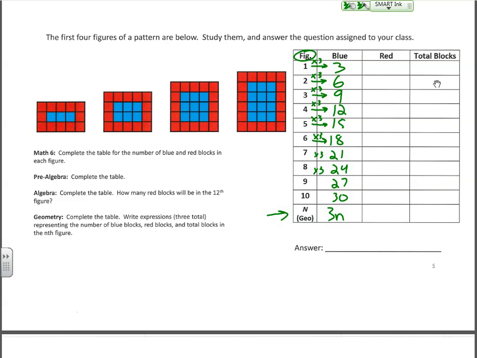Okay, so that's what you're doing for the red blocks and the total blocks here. You are writing that expression for the number of blue, number of red, and number of total for the nth figure. So you don't have anything to write there. Everything that you need to do is in this table here. Again, working with patterns. That's what algebra is all about, even though you're in geometry.